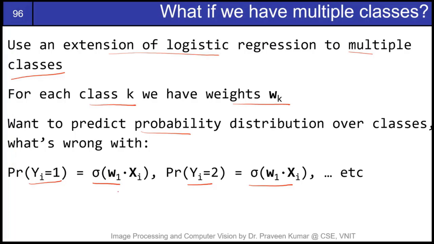Each will give some probability value. Now, this is good only if your output classes are not mutually exclusive classes.